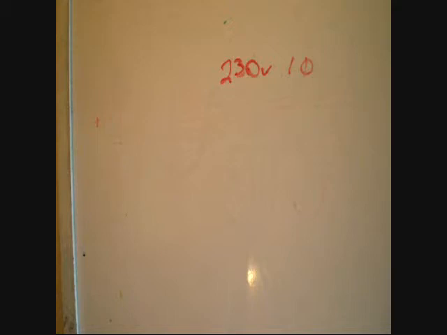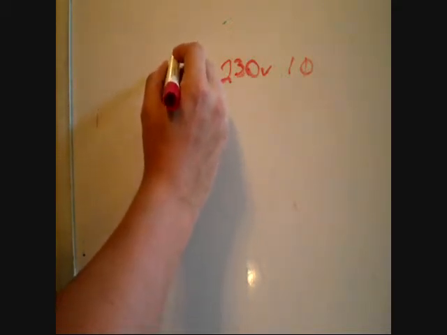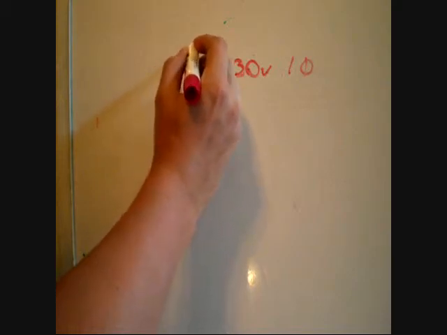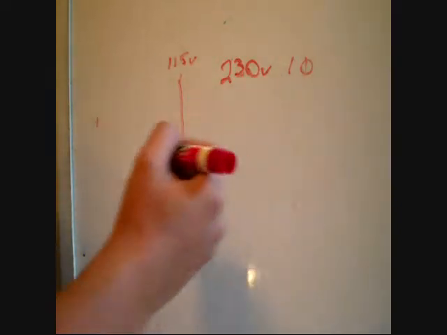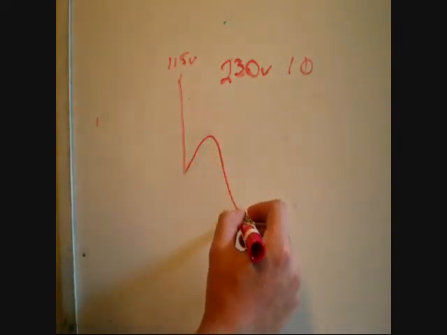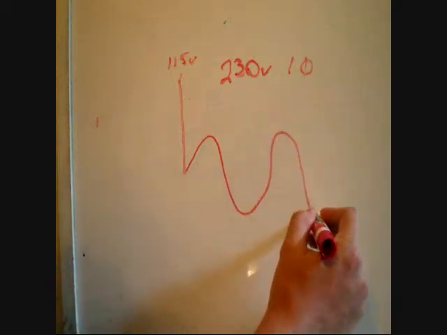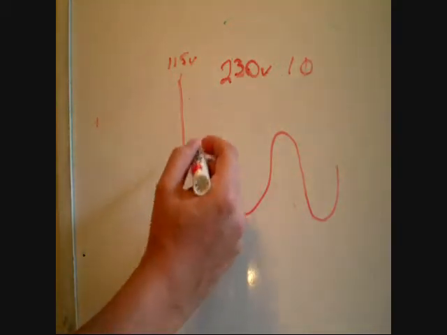Alright, let's start off with your 115 volt line coming in. You know, in America, that's what we have. We have two 115 volt lines, or 120, or whatever you want to call it. And this is the sine wave.